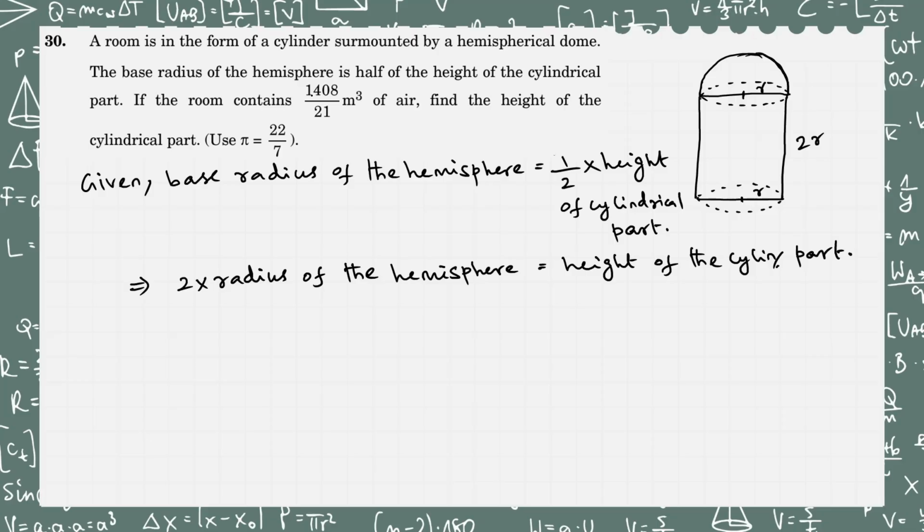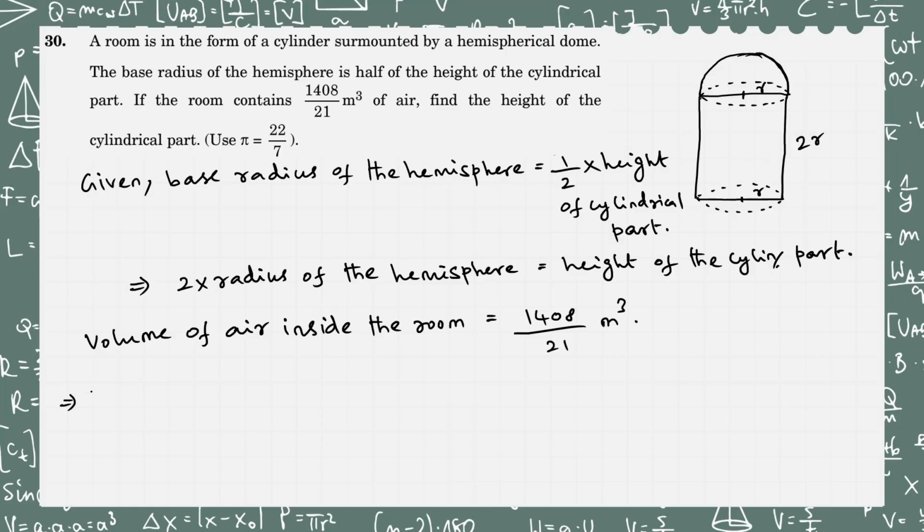Room contains 1408 by 21 meter cube of air, means that is the volume of air inside the room. So the volume of the air inside the room is given to be 1408 divided by 21 meter cube, right? How can we find the volume of air? Since there are two shapes, one over the other, if we add the volumes of both the shapes together, that will be exactly the volume of air inside the room, right?